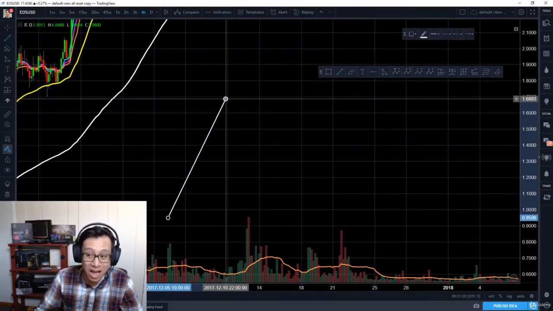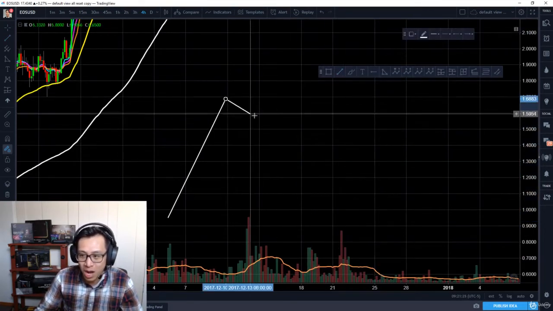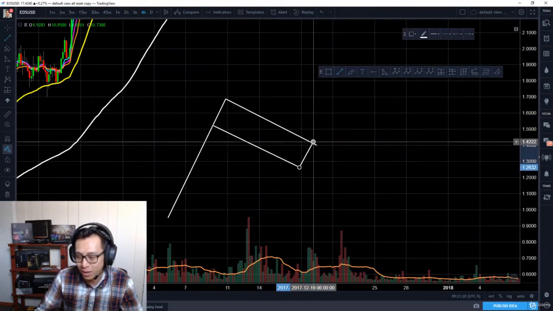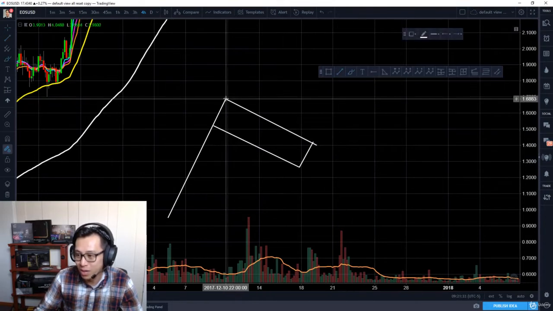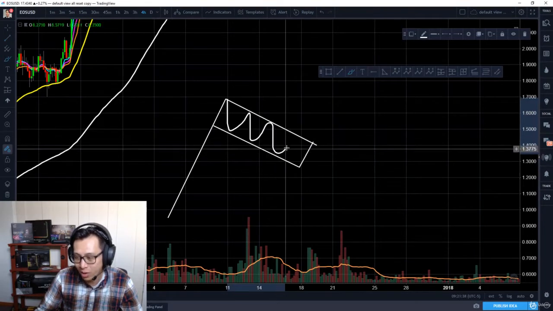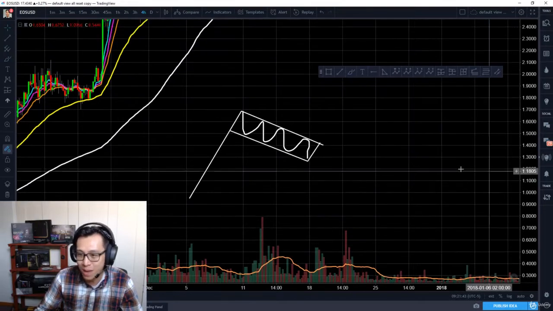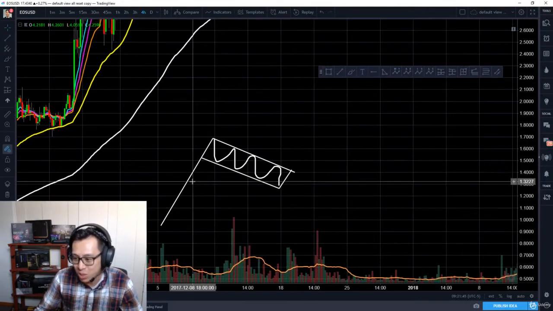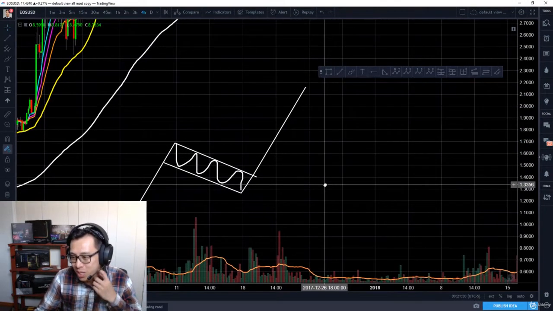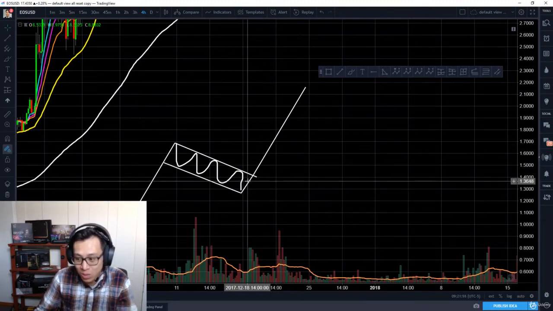So sometimes we have something called a flag, okay? We have a flag where it goes up really high, and just think of any other flag, like this. And then inside of here, it consolidates in kind of like a channel. And this is actually a very bullish pattern, because we assume that when it breaks out, it will go the same distance and make a continuation pattern of the flag. That's what it normally does.